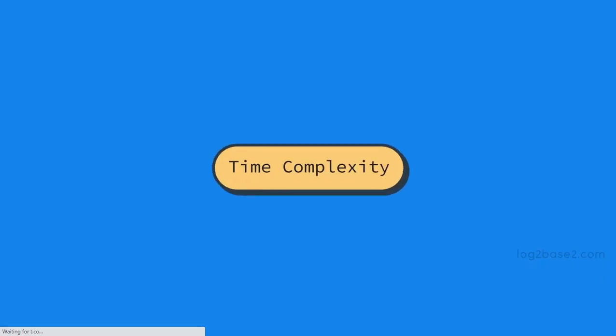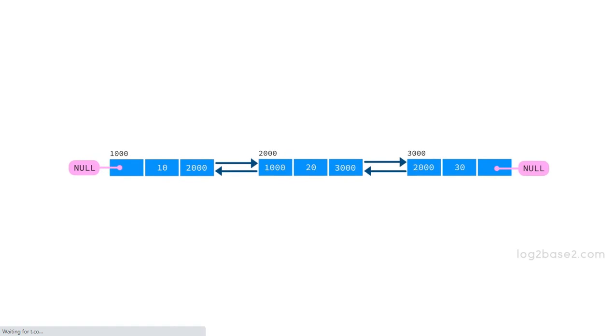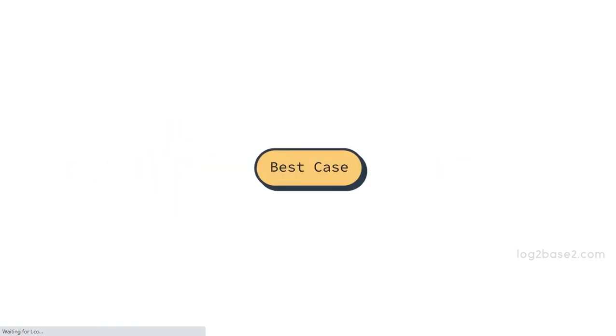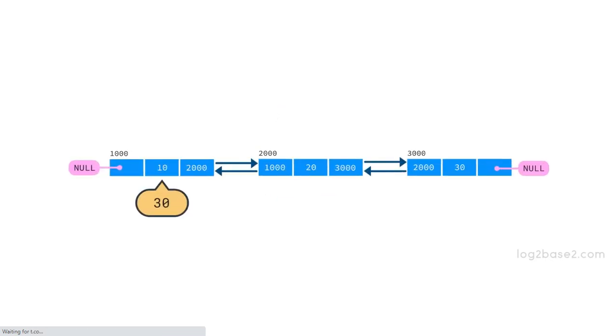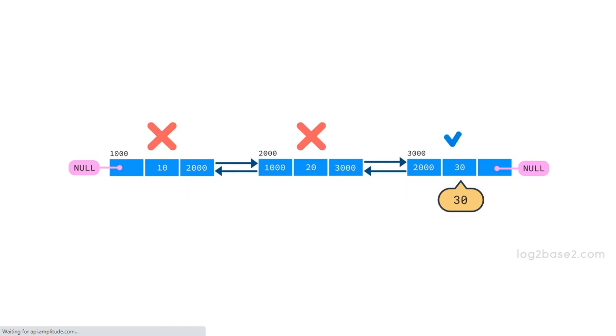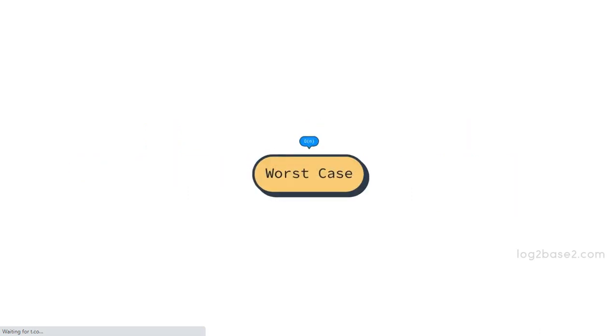Now let us talk about the time complexity of this operation. The best case is when the search key is present in the first node itself. So while loop need to execute only once. And the best case time complexity will be order of 1. Now, the worst case is when the search key is present in the last node. So if you have n nodes, the while loop will have n iterations to find the key. So the worst case time complexity will be order of n.